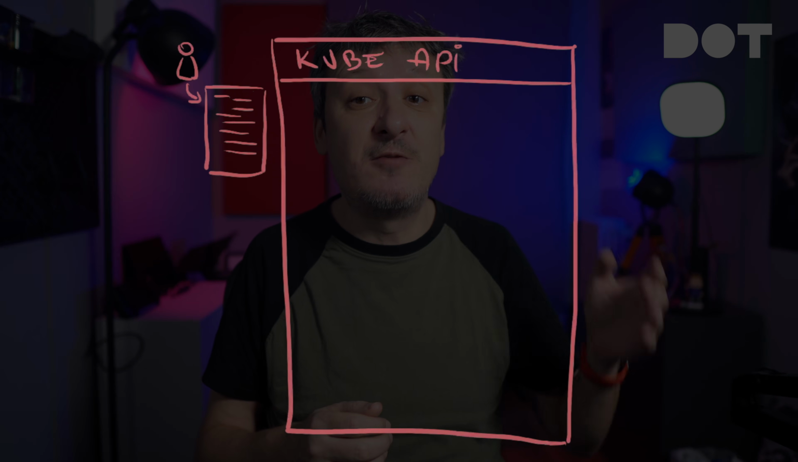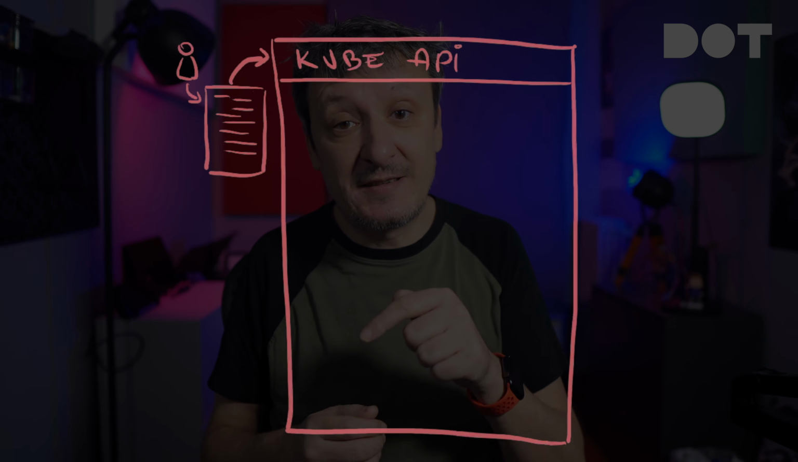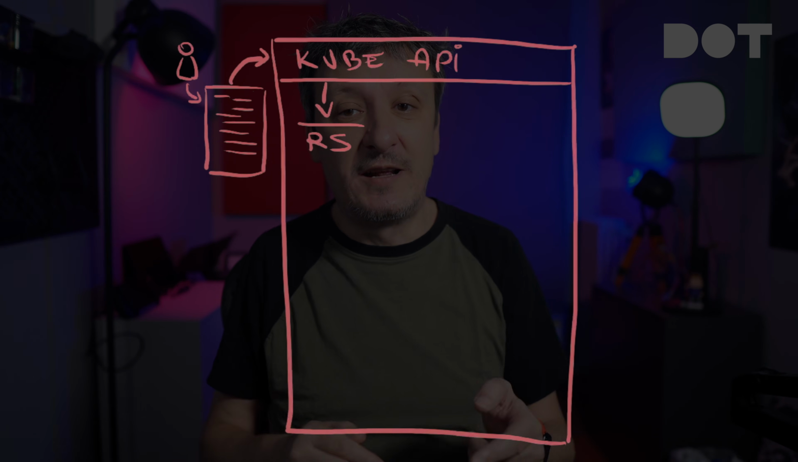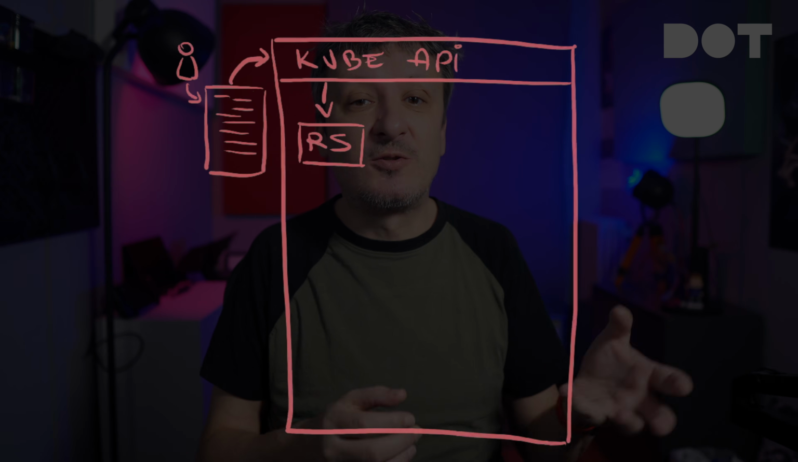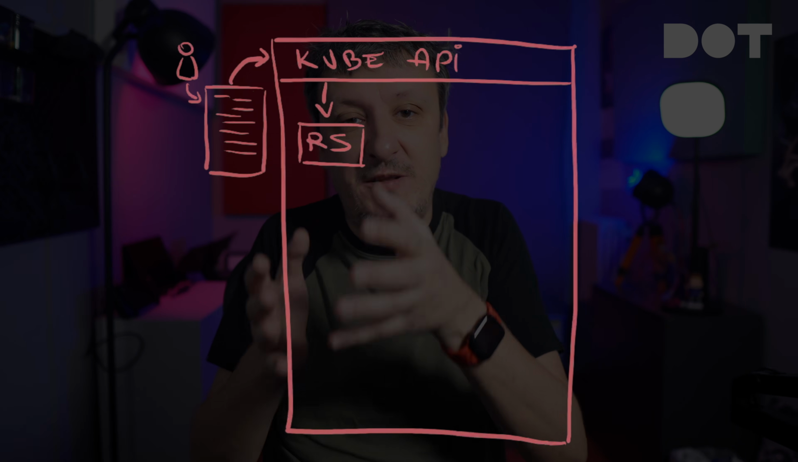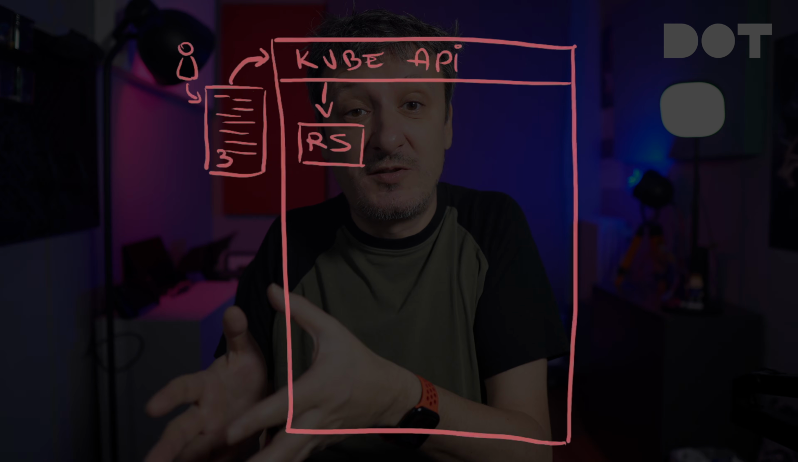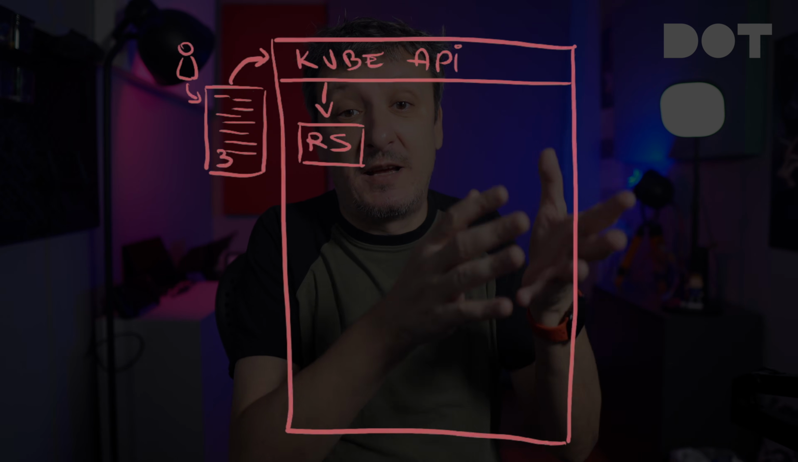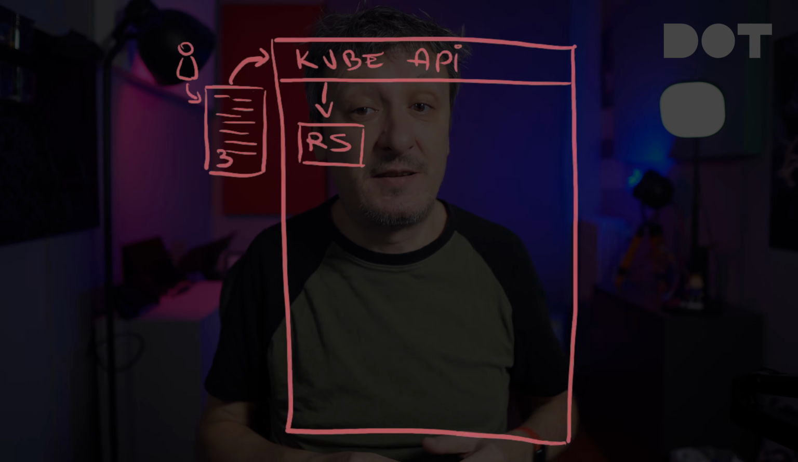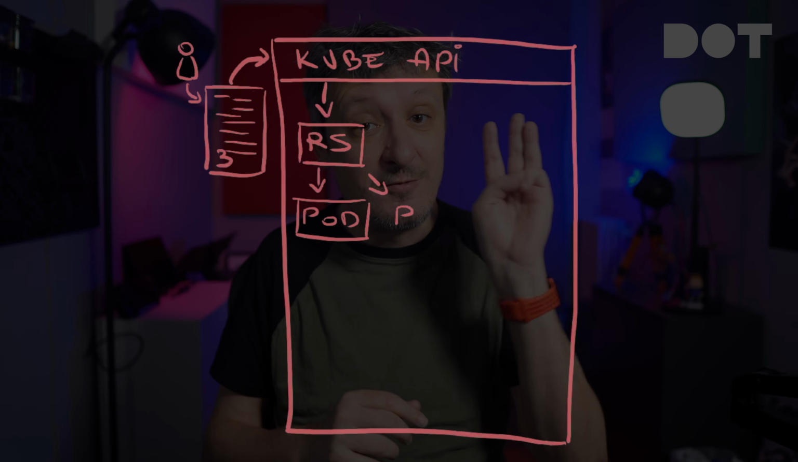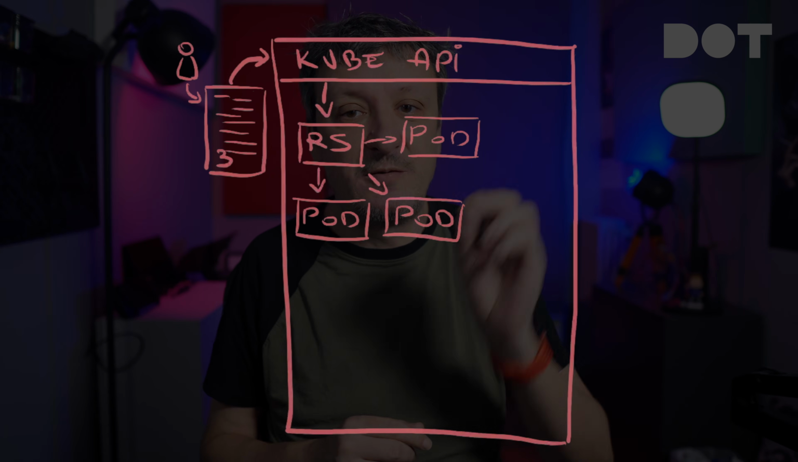All in all, we sent a request to the Kube API to apply a replica set. Since that replica set did not exist, Kubernetes created it. The replica set controller detected a discrepancy between the desired and the actual state. We said that we want 3 pods, and there were none, at least none owned by that replica set. Hence, the controller created 3 pods based on the template we defined.